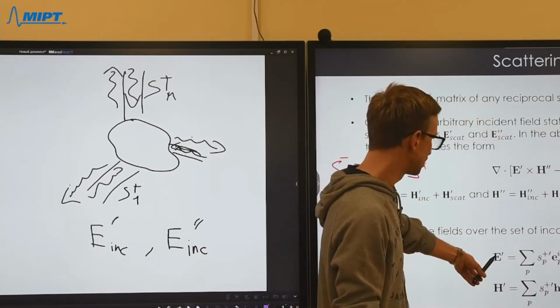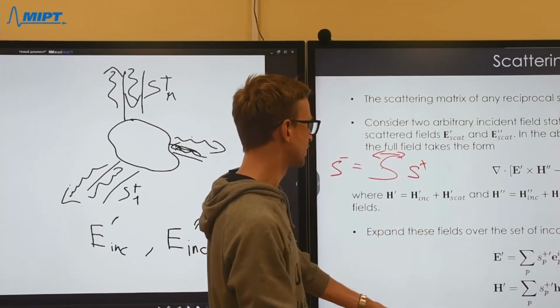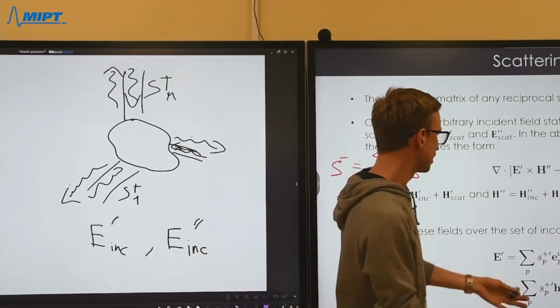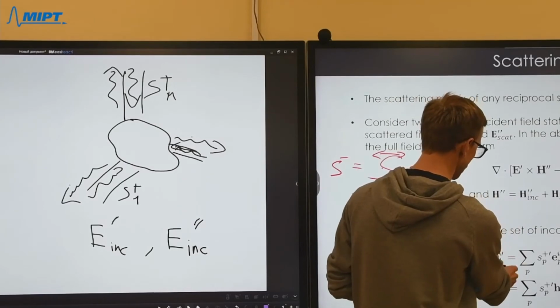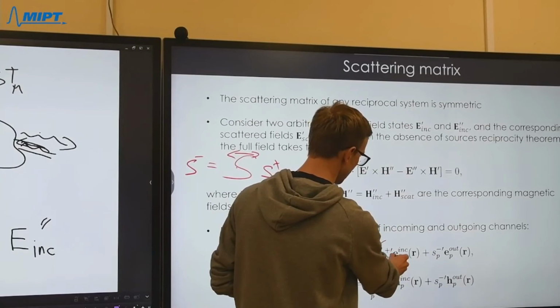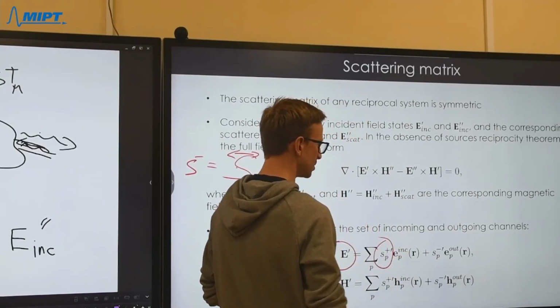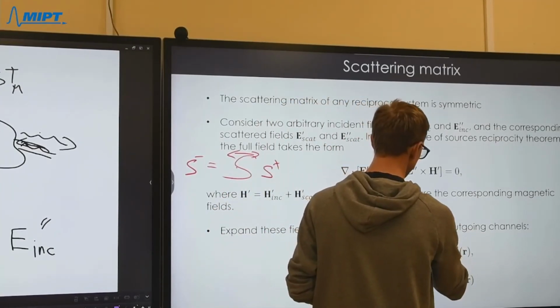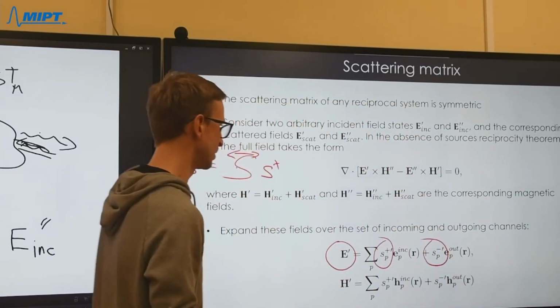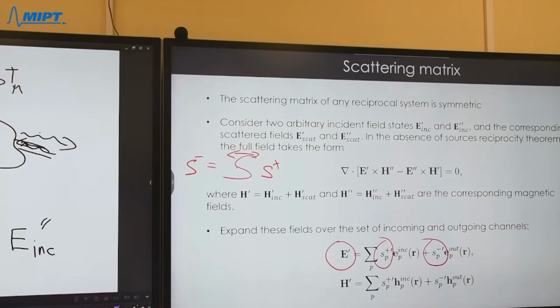So because E prime consists of two components, incident and scattered, the expansion of E prime is going to look like this. It has the incident components described by this set of amplitudes, and the outgoing or scattered component described by this set of amplitudes, analogously for the magnetic fields, and analogously for E double prime, H double prime. I didn't write down the whole set of expressions because it is completely unnecessary.